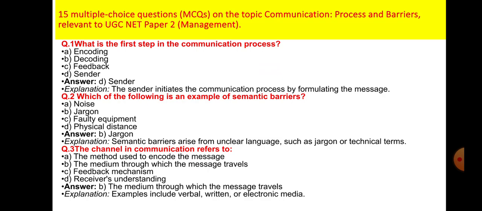Next we have previous year questions and answers based on communication process barriers. These questions were asked in UGC NET Paper 2 in management. First question is, what is the first step in the communication process? I already discussed this concept with you in the previous slide, so you can answer this question very easily.